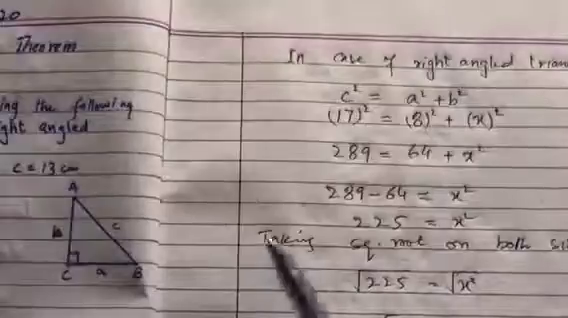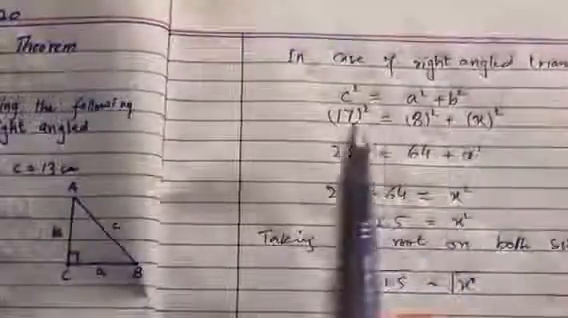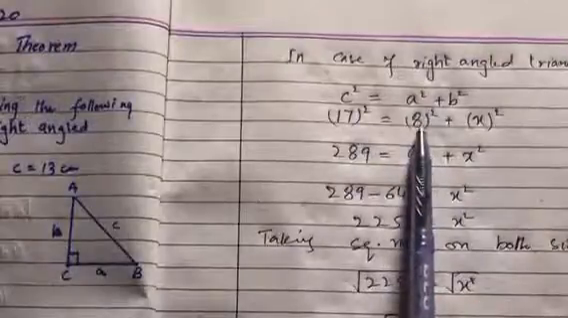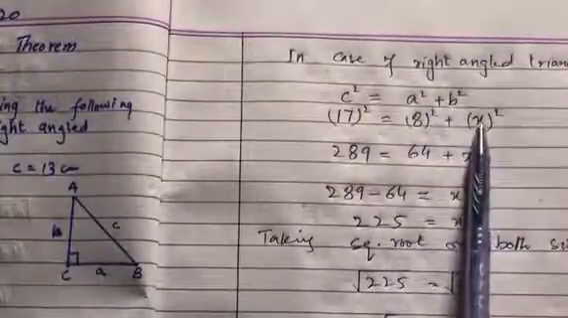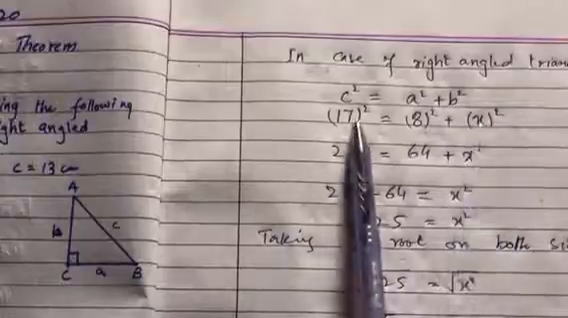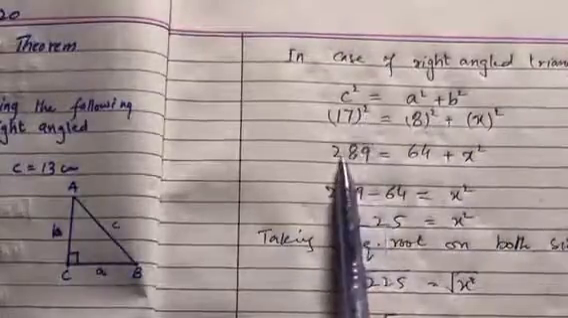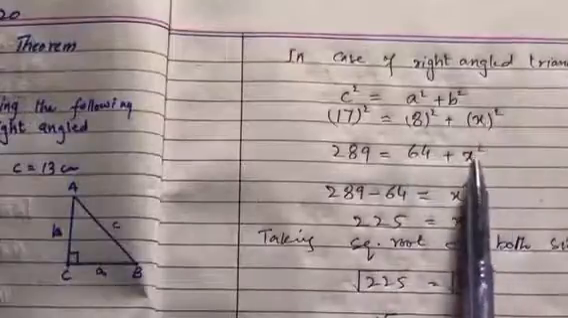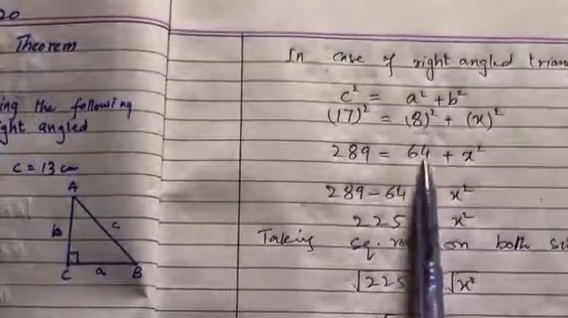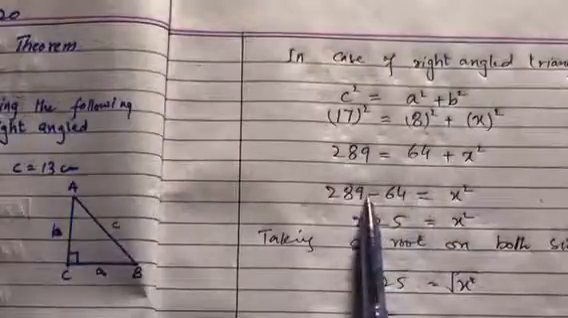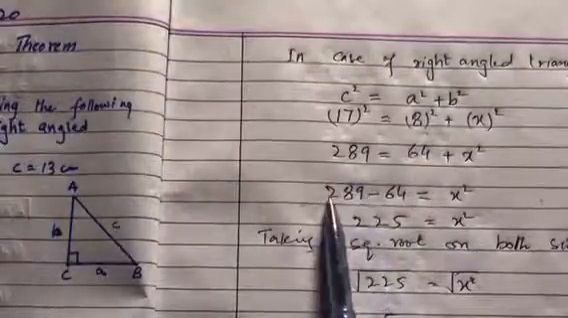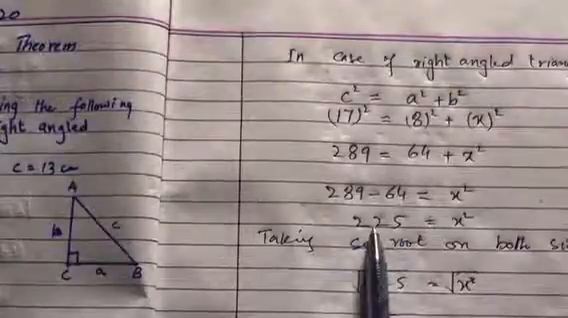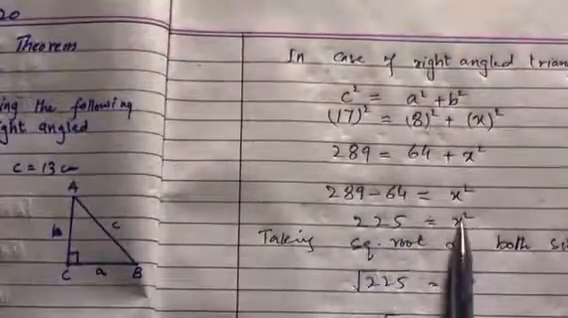As you know, by using the Pythagoras theorem, we put the values c is equal to 17 square, the value of a is equal to 8 and the square of b is x square. By taking squares, 17 square becomes 289 and 8 square becomes 64, and if we take the square of x, it becomes x square. To isolate x square, 64 will be shifted to the left hand side, so it becomes subtracted from 289. So by subtracting 289 minus 64, we will have 225, which is equal to x square.